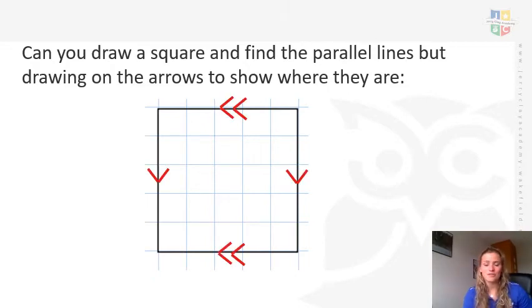So this is what you should have got, something that looks like this. So your vertical lines should have the same number of arrows, and your horizontal lines should have the same number of arrows, because they are running parallel in the same direction and they will never cross. Now it doesn't matter which way up you put your arrows as long as they are the same on the parallel lines. So if one parallel line has got it pointing down, the other one should also be pointing down as well.